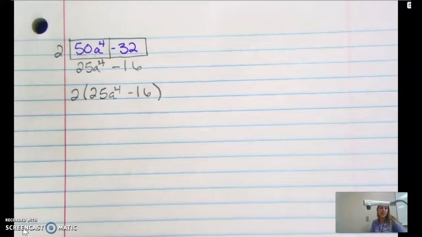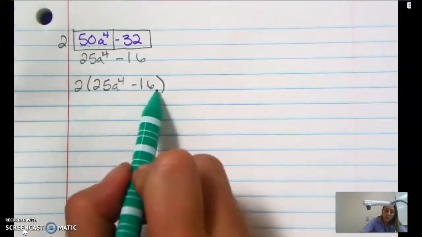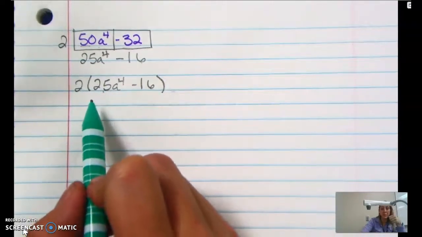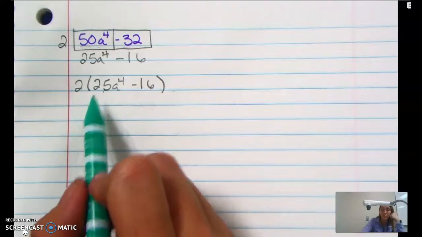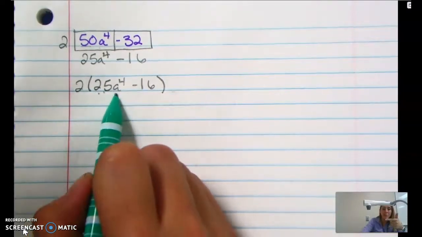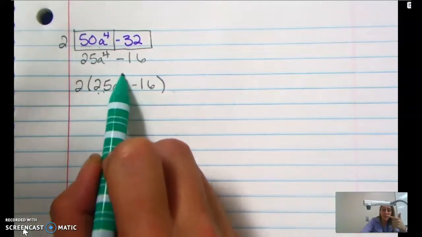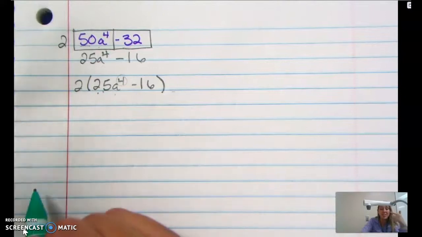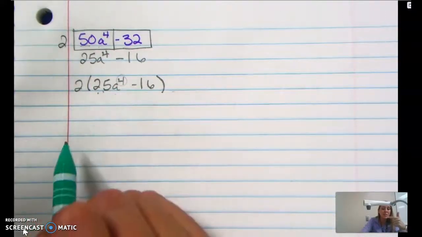Now I need to check to see if I can factor any further. 2 is done. So then I need to look at these. I have 2 terms, so I need to know if I'm going to do a difference of squares or a sum and difference of cubes. Is 25 a perfect square? Yes. Is a to the 4th a perfect square? Yes. I know that because this power is an even number, and if I can divide it by 2, then I know that it's a perfect square.